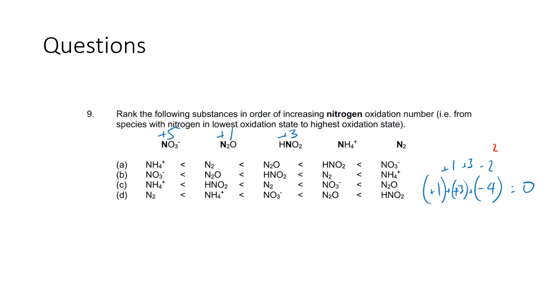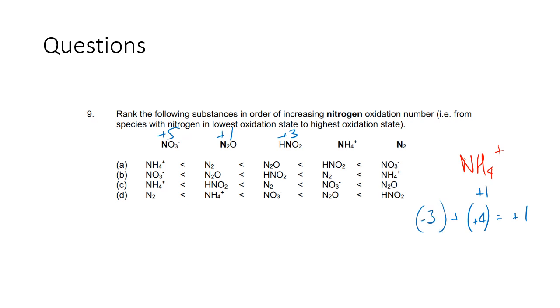Okay, let's do the next one. The H's are +1, so in total they're +4. They have a +1 total. So what must this one be? -3, -3. And last one, N2, no other elements, must be 0.